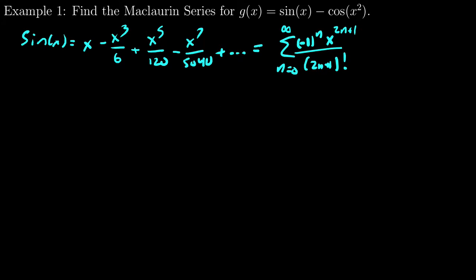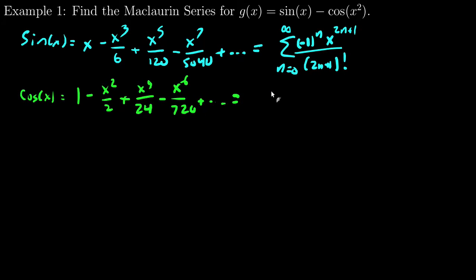We know that cosine of x was equal to 1 minus x squared over 2 plus x to the 4th over 24 minus x to the 6th over 720, and so forth, which was the sum as n goes from 0 to infinity of -1 to the n, x to the 2n divided by 2n factorial. But I don't have cosine x. I have cosine of x squared.